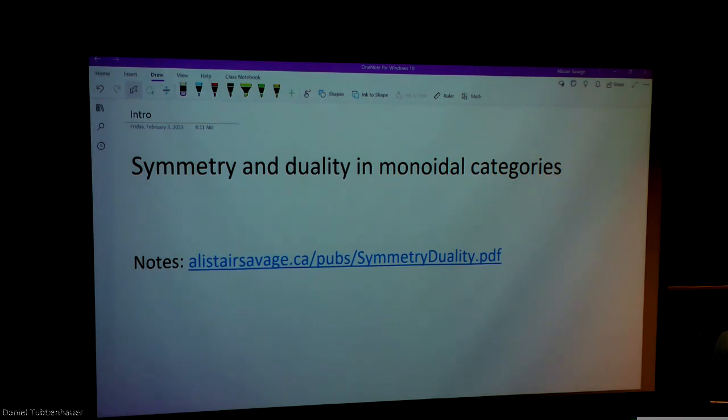And what I want to do is discuss concepts that, if anybody knows, are really important: representation theory, symmetry and duality, and how we can study these at a very general level using the idea of categories.